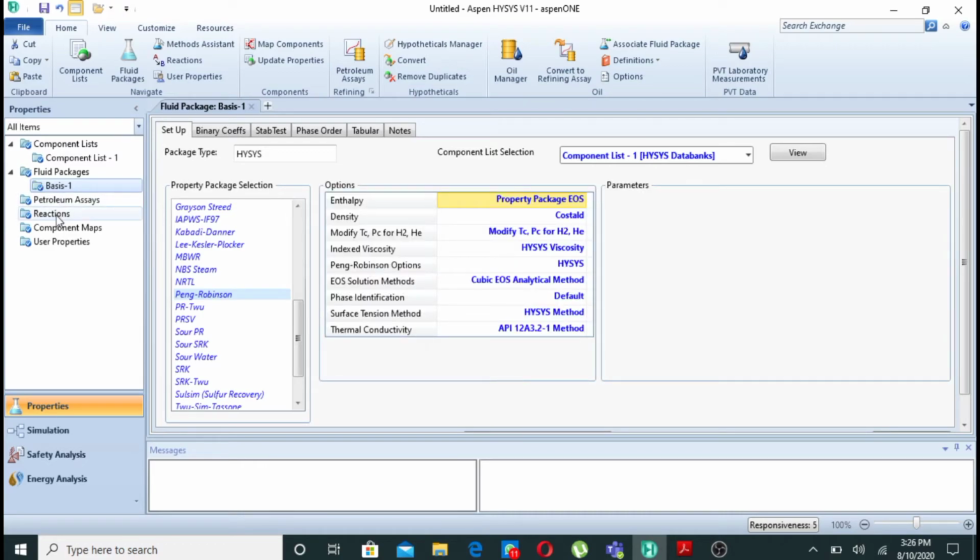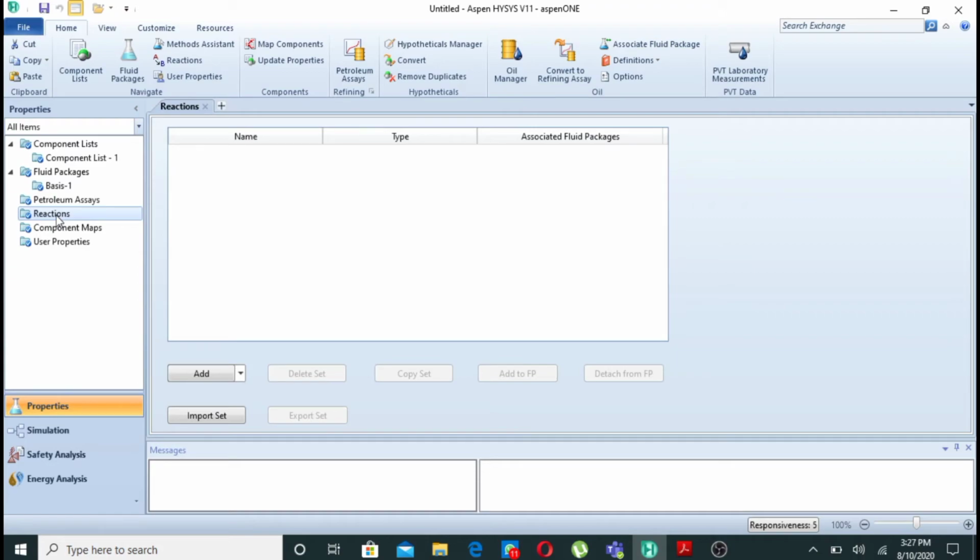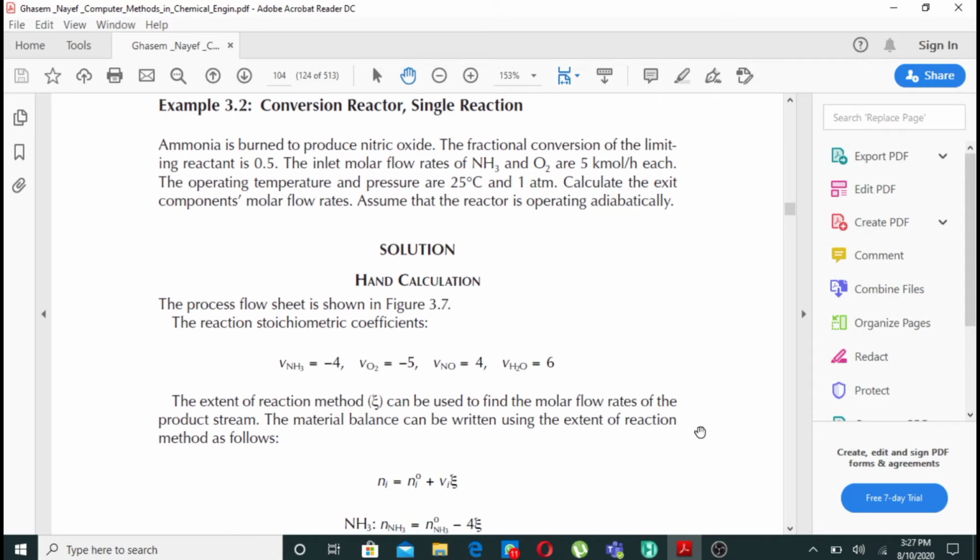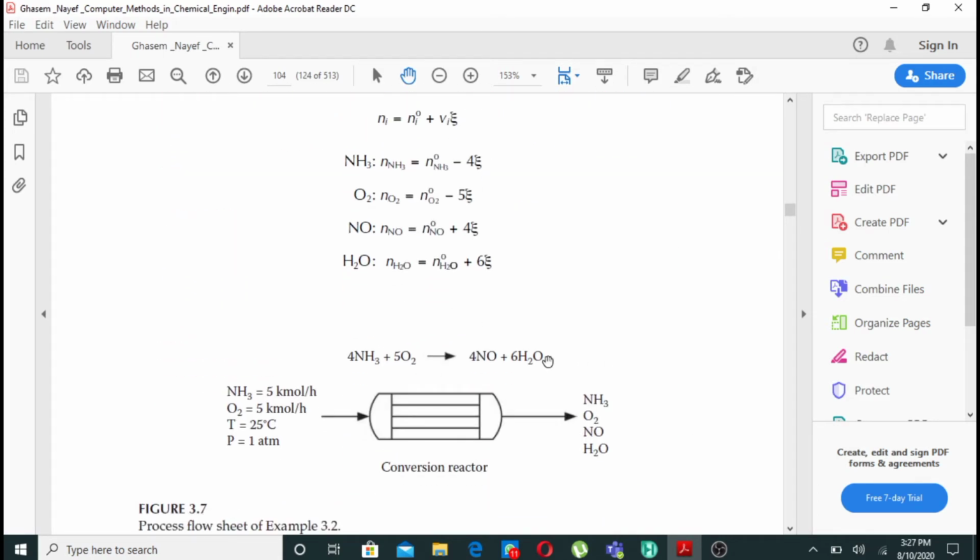After this we come to the reaction balance equation. I am showing you the balance equation for this reaction. You can see that 4 moles of ammonia react with 5 moles of O2 to give 4 moles of nitric oxide and 6 moles of water. These stoichiometric coefficients are very important for Aspen HYSYS to balance the equation. I will just keep these coefficients in mind, or I will just write them down. You can also do the same.